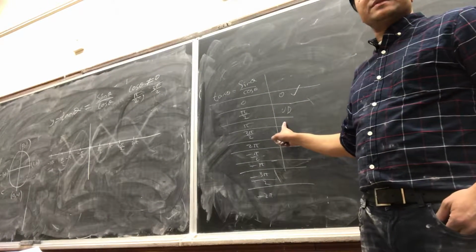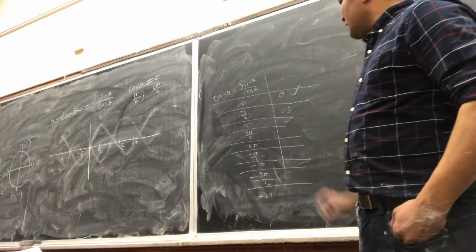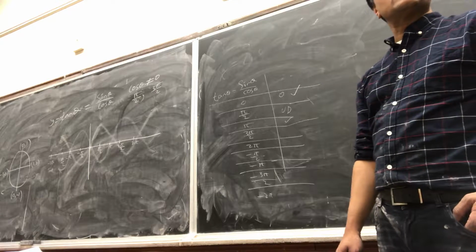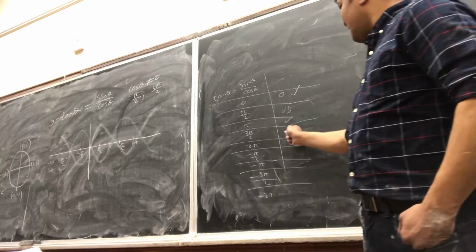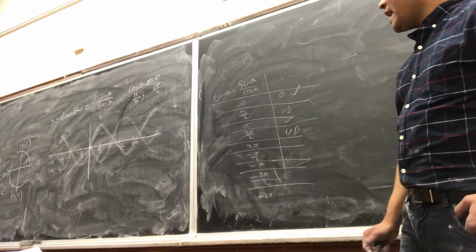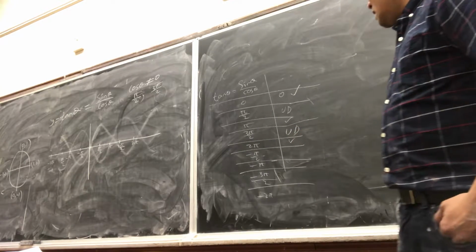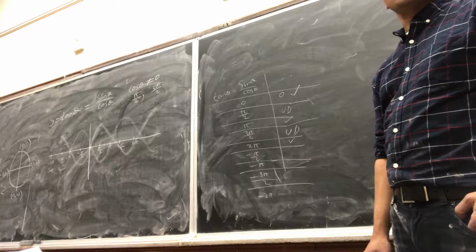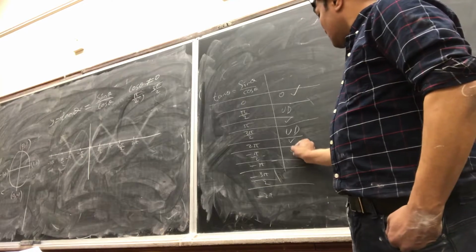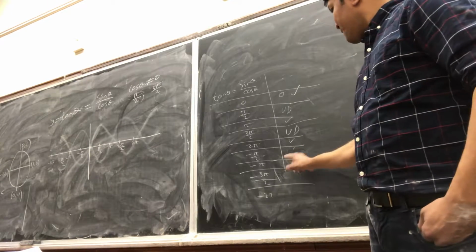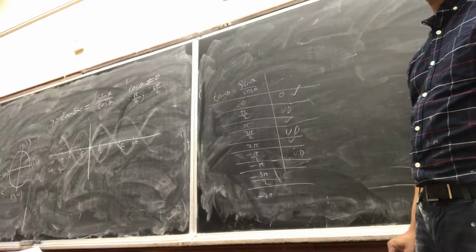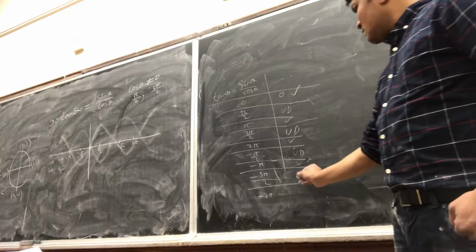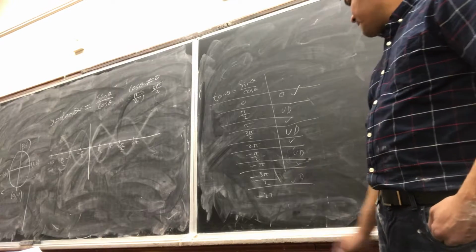Pi is good. Good or bad? That's what we are checking. 3 pi over 2 bad? Undefined. 2 pi is okay. What about the other one? No good. The next one. Oh, undefined. Okay, yeah. The next one? 0. Is okay? The next one? Huh? Undefined. And next one?